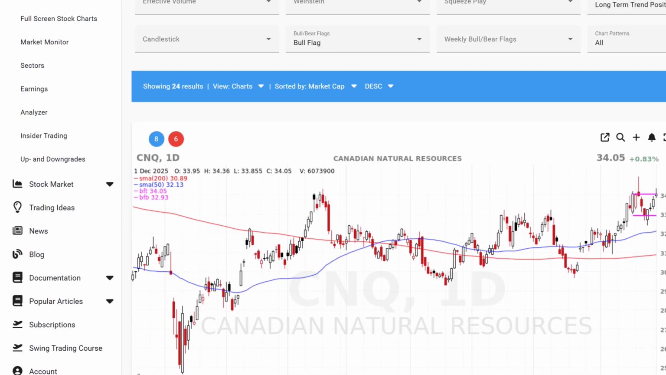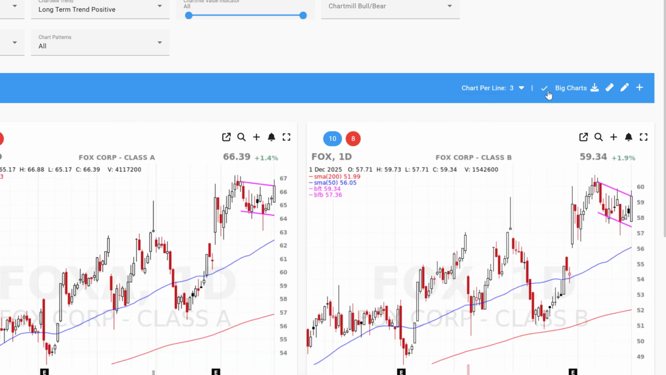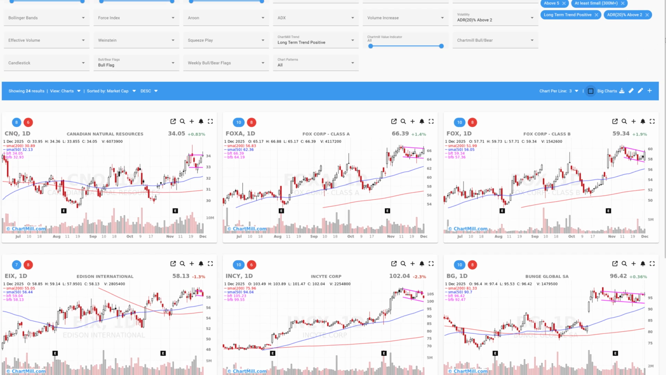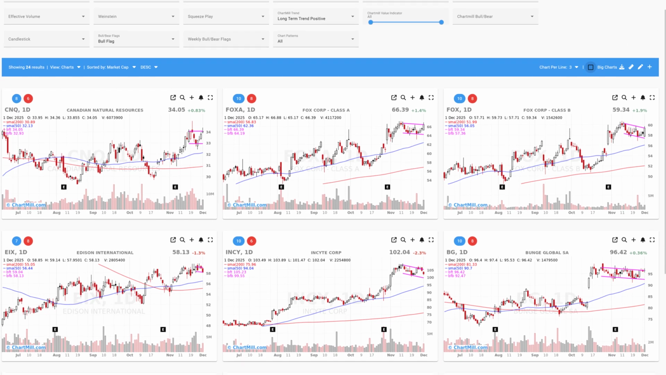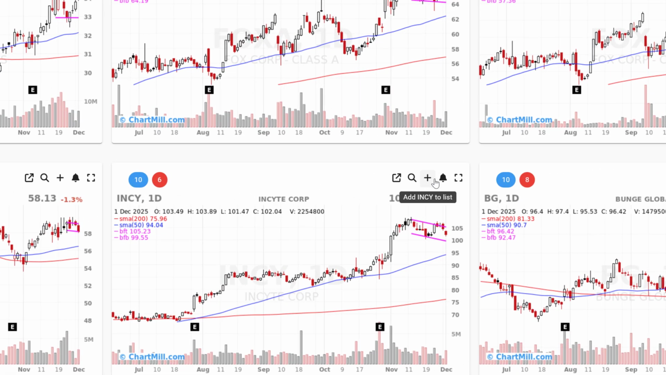To scroll through the charts more efficiently, you can adjust how many charts are shown per row. I change this from 2 to 3 charts per row and uncheck the big charts option. Now it's very easy to scan through the results quickly. Any interesting setups you find can be added to a watch list by clicking the plus icon.